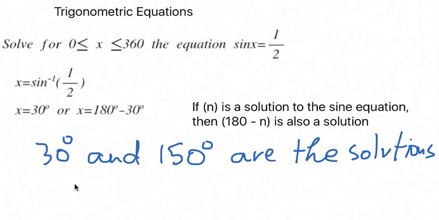Now make sure you check your two solutions are in the interval. 30 is between 0 and 360, so it's accepted. 150 is between 0 and 360, so it's accepted. So these are your two solutions.